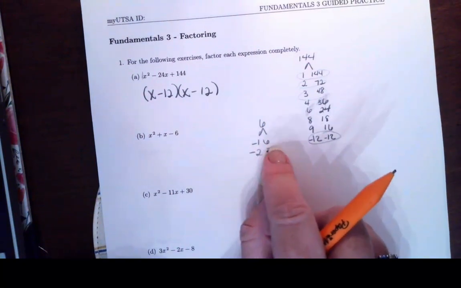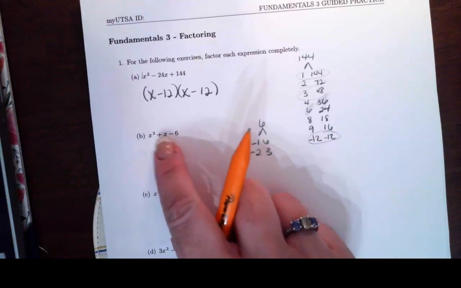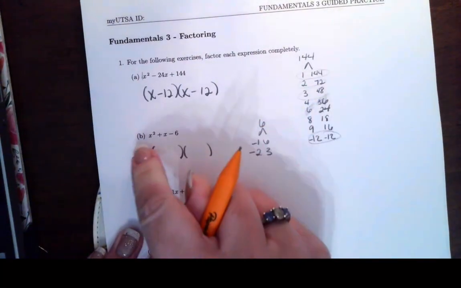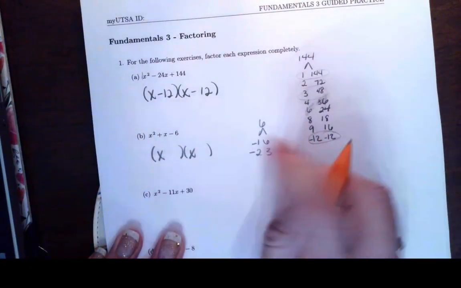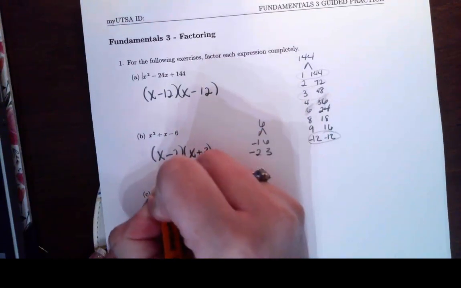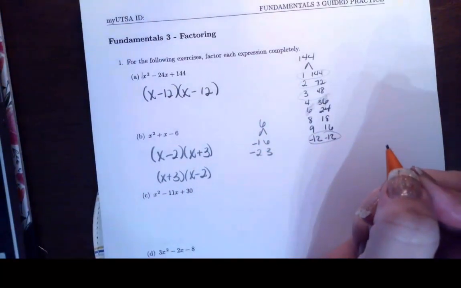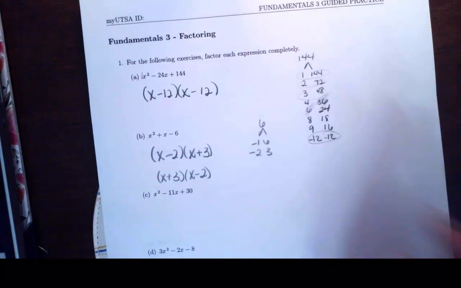So I've got 6 minus 1 is 5. That's not my middle term. 3 minus 2 is 1. That's my middle term. So 2 sets of parentheses. The square root of the first goes in the first spot. And then I need a negative 2. And I need a positive 3. X plus 3 times x minus 2 is just as right. So it doesn't matter which order you put them in.